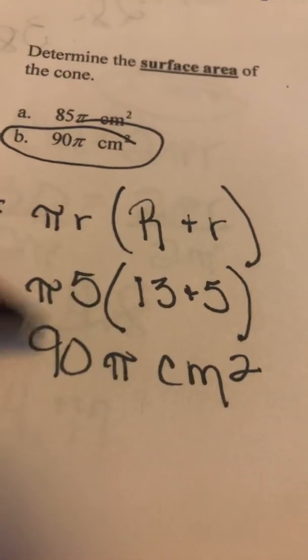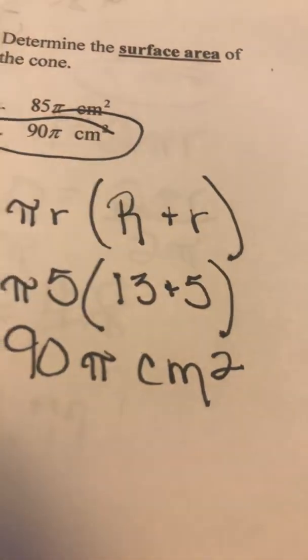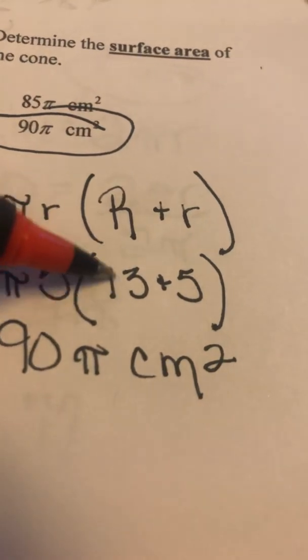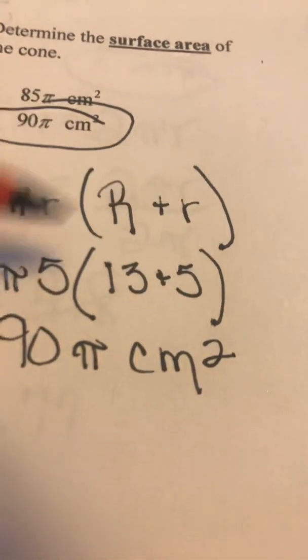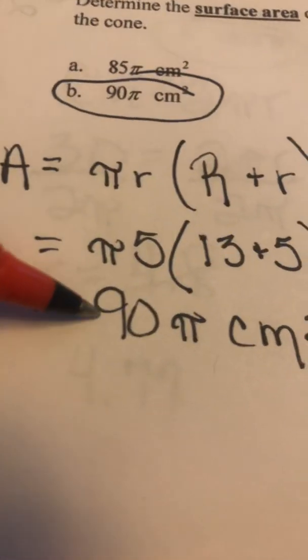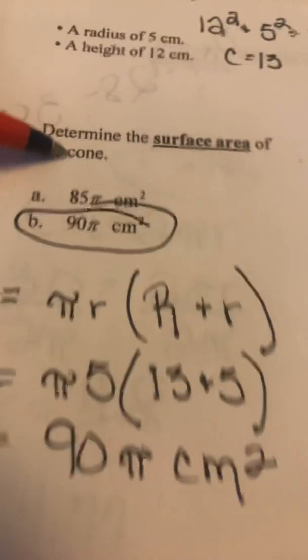So pi times 5, and then in parentheses 13 plus 5. And of course, that's going to come out to 90. So we would say 13 plus 5 is 18 times 5, which is equal to 90 pi centimeters squared. And your answer would be B. Okay, now let's move on to number 9.